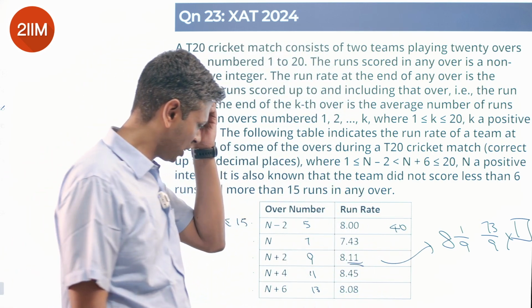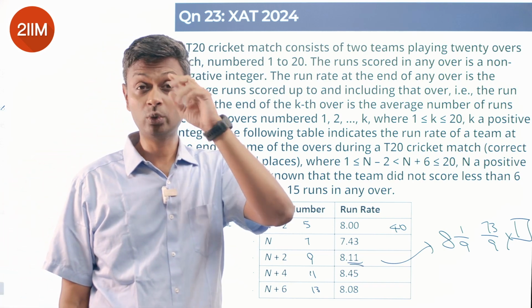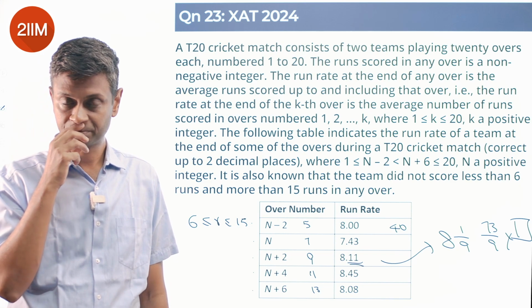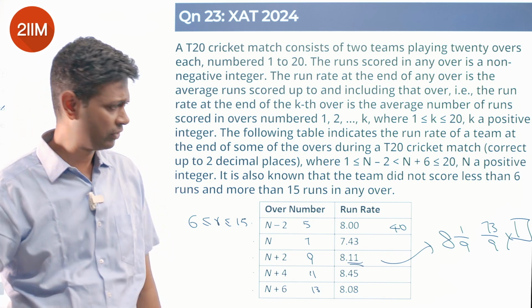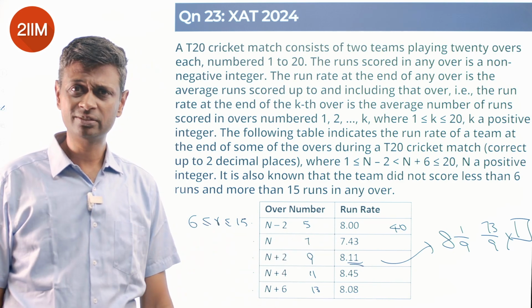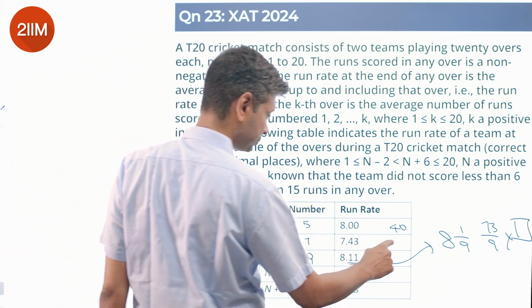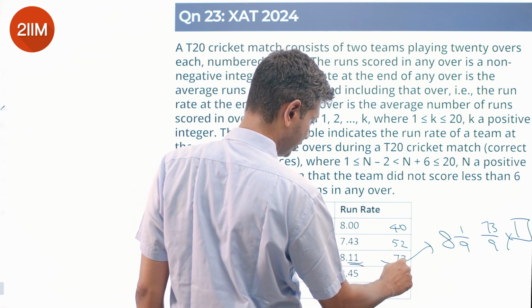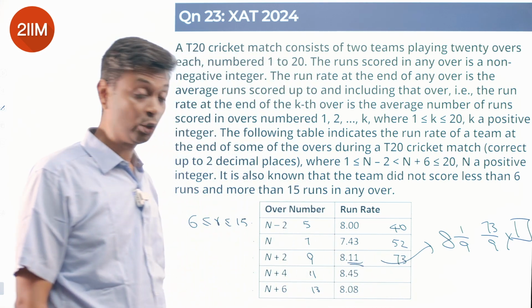At the end of 7 overs, 7 into 7.43. Now that 0.43 makes sense to me. 0.43 is 3 by 7. 0.14 is 1 by 7. So 7 into 7 is 49, plus 3, 52. 9 into 8 is 72, plus 1, 73. 11 into 8 is 88.